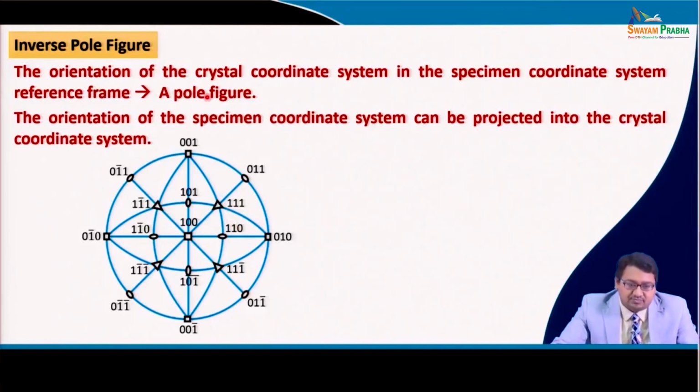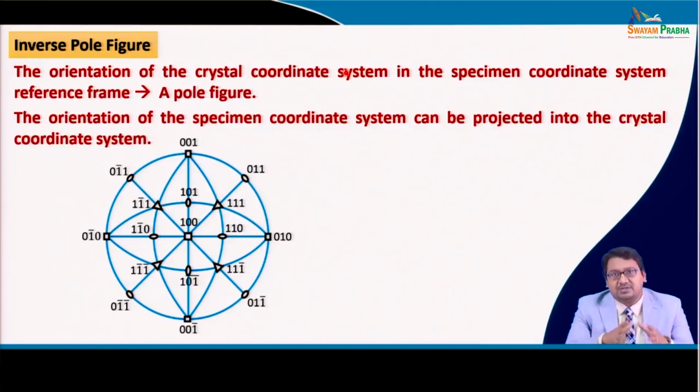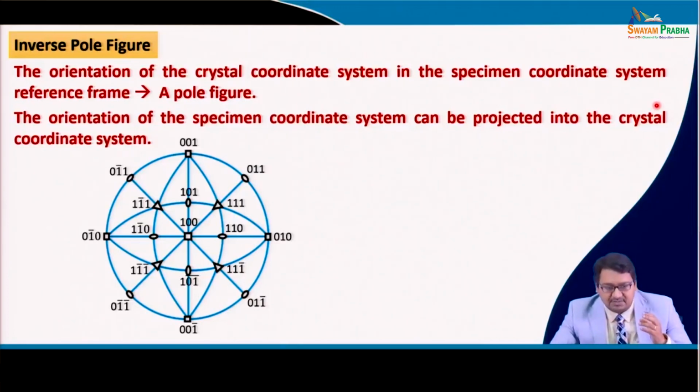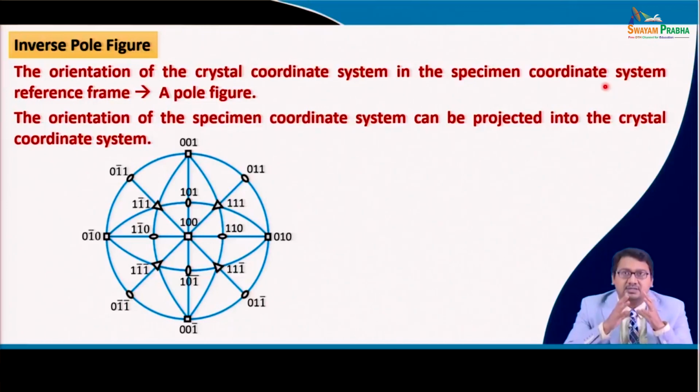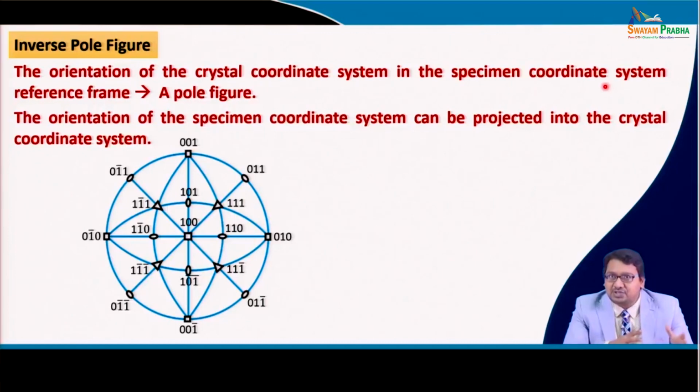So, you see what is an inverse pole figure, and you have got an idea of this because of our previous lectures. So, you see the orientation of the crystal coordinate system is usually shown in respect to the sample coordinate system, right, and this is basically known as the pole figure, right.